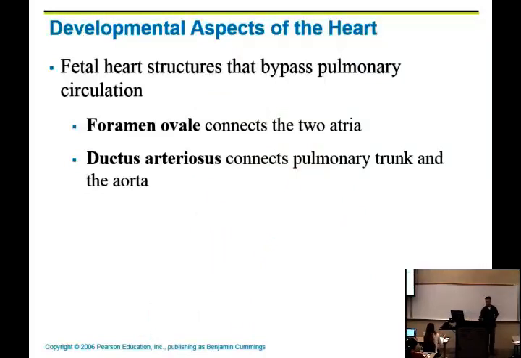Last little bit. What do we got? 5 minutes? Something like that? Yeah? Keep me on track. Shuffle papers if you need to. I think we got 5 minutes.